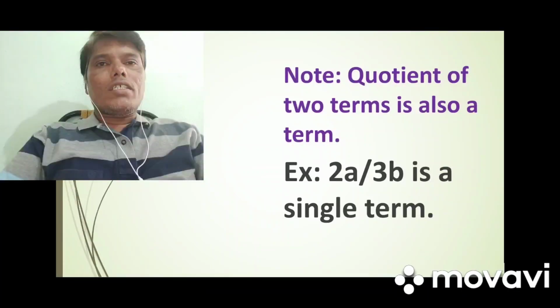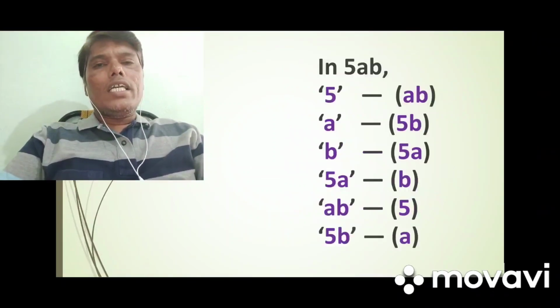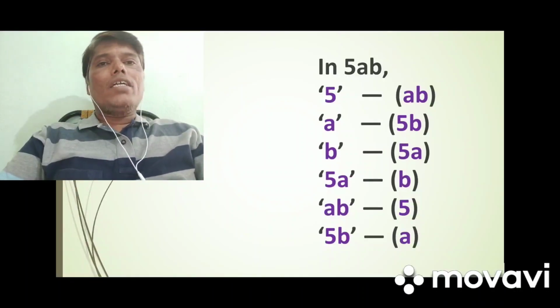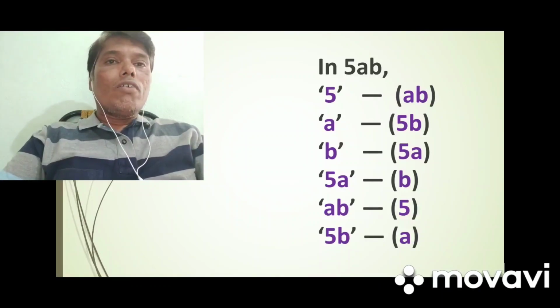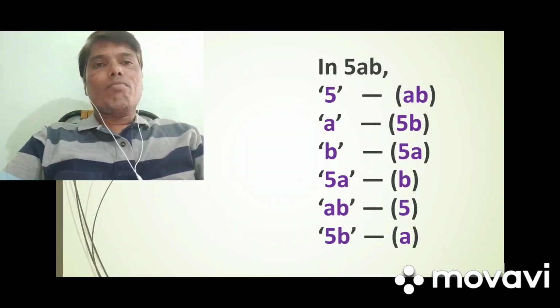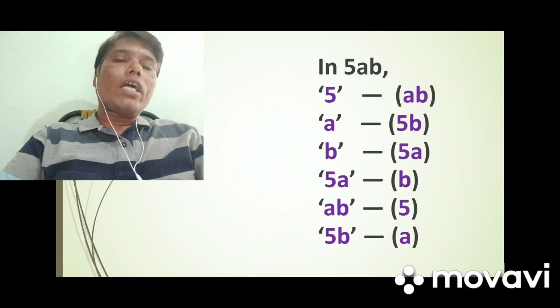Now let us discuss what is meant by coefficient. To understand this, let us consider a term. Observe the term on the screen. It is 5ab. So here a constant 5 and two variables a, b are multiplied to get this term. So these three, 5, a, b, are called the factors of the term 5ab. So what is the definition of coefficient? In any product, each factor is called the coefficient of the product of remaining factors.